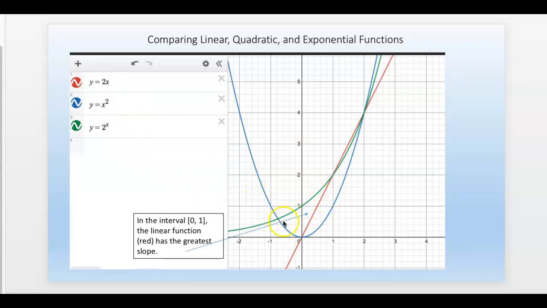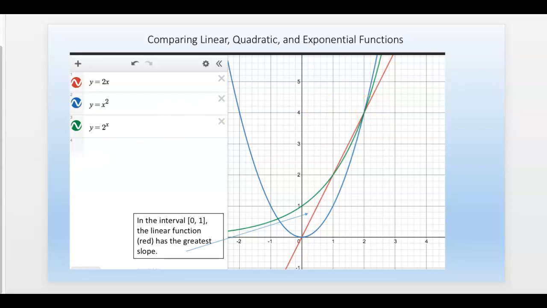The blue, the quadratic, goes from 0 to 1. It has a slope of 1 right there. And the green, exponential, goes from 1 to 2, so it also has a slope of 1 right there. But the linear has a slope of 2. So linear starts off real fast, but after a while, it gets overtaken pretty quick here, okay? All right?